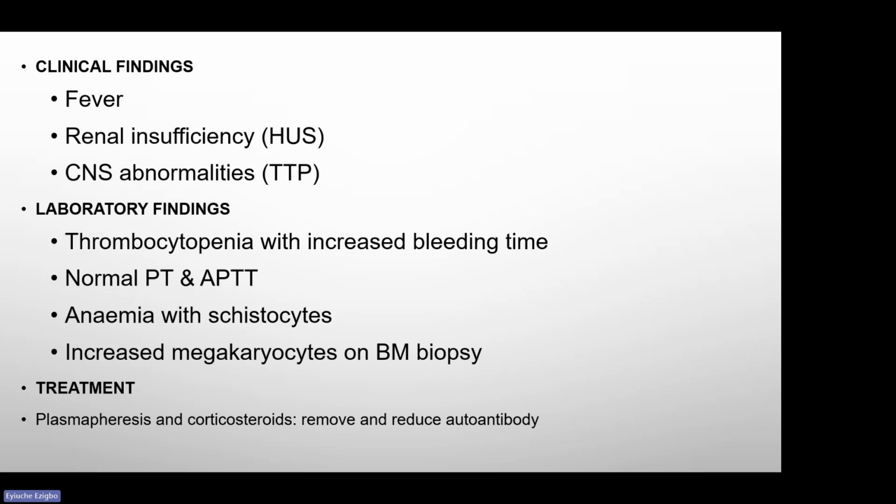So clinical findings in TTP include fever, renal insufficiency, CNS abnormalities: renal insufficiency for HUS, CNS abnormality for TTP. Laboratory findings include thrombocytopenia with increased bleeding time, normal PT and APTT, anemia with schistocytes, increased megakaryocytes on bone marrow biopsy. Treatment is plasmapheresis, corticosteroids, to remove and reduce the antibody.